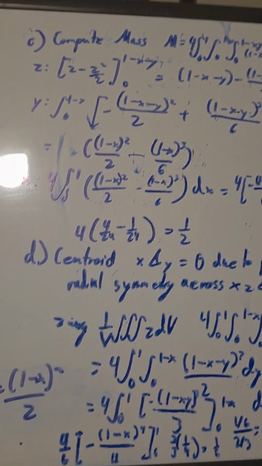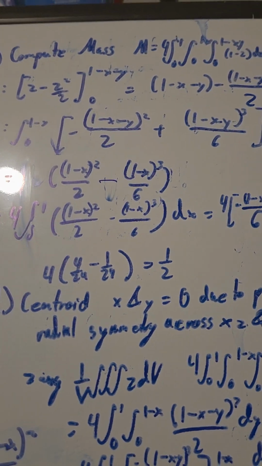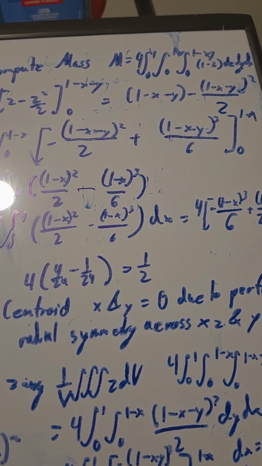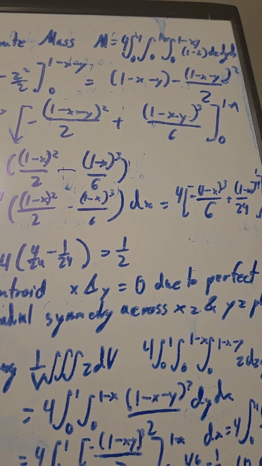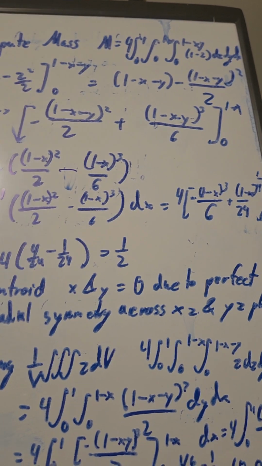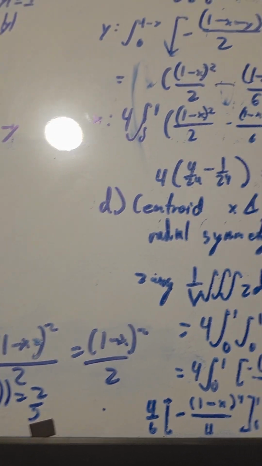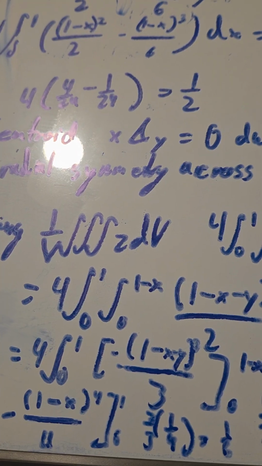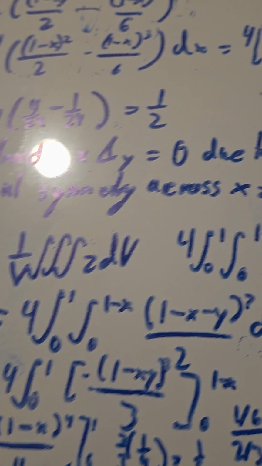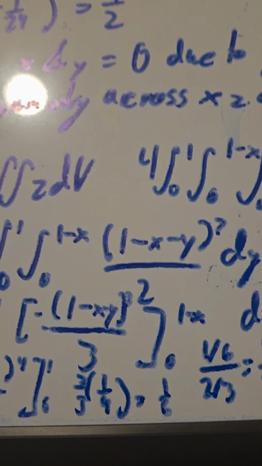Now to compute the centroid coordinates, this one's another beautiful one because the x and y averages are both 0 because of the perfect radial symmetry across the xz and yz planes. So we will only be doing the z average, of course. So start it off right here. Flush it down to here. I expanded it, dropped in the (1 minus x minus y) squared, all of that over 2.